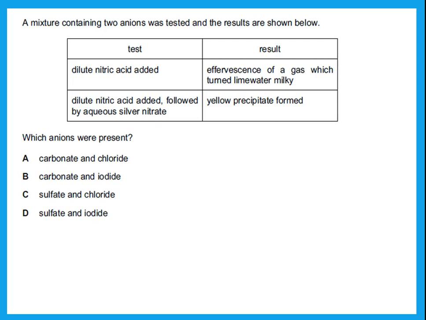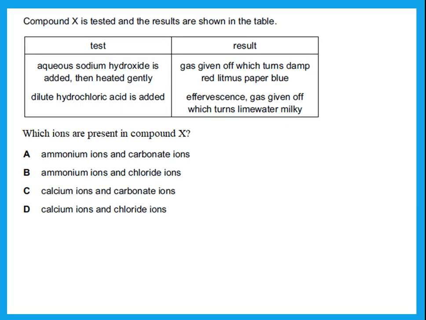Now, the other test was dilute nitric acid added, followed by aqueous silver nitrate. Again, silver nitrate is the test for what? Chloride, bromide, iodide. Now, which one gives a yellow precipitate? We just mentioned that the only one that gives a yellow precipitate is the iodide. So that means that I have carbonate and iodide.